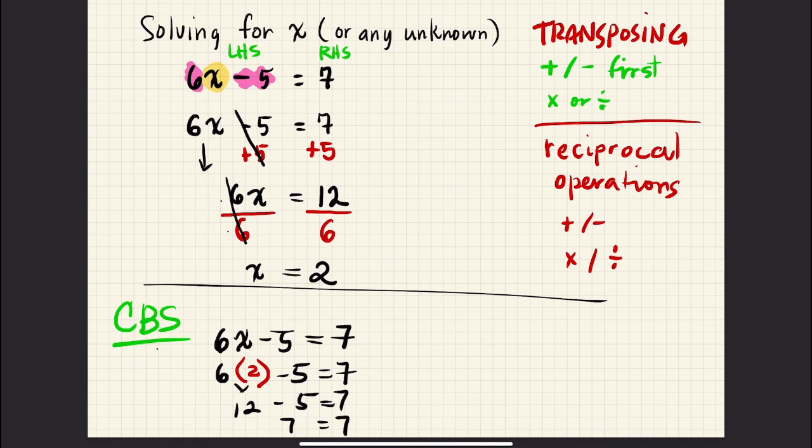That's it. If the left-hand side is equal to the right-hand side, then that means this is correct. That means your calculations are correct. That is exactly what solving for x or any unknown by using transposing is.